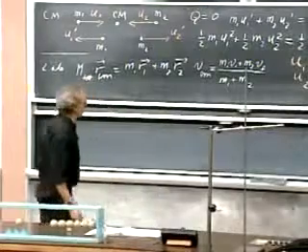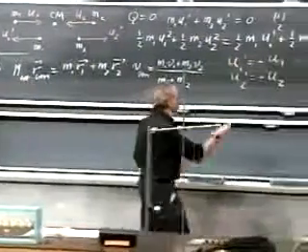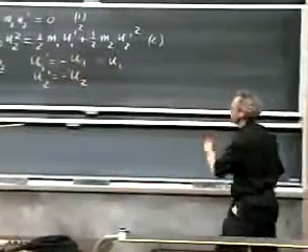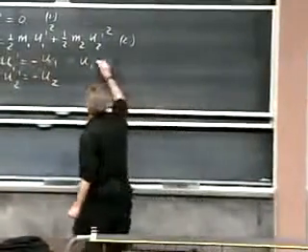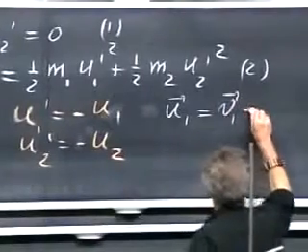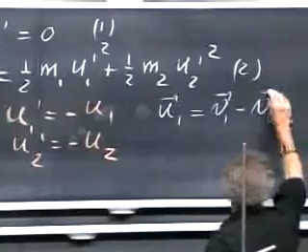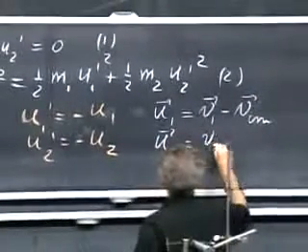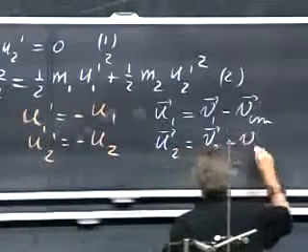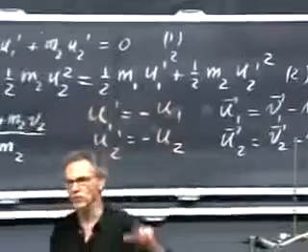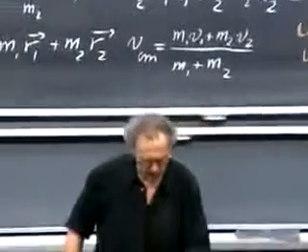So if now you want to know what u1 is, that is, what the velocity is in the center of mass frame, that of course equals v1 minus the velocity of the center of mass, and u2 equals v2 minus the velocity of the center of mass. So this is a way that you can transfer, if you want to, into the center of mass frame.